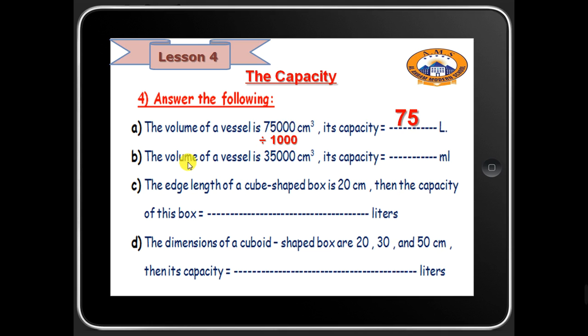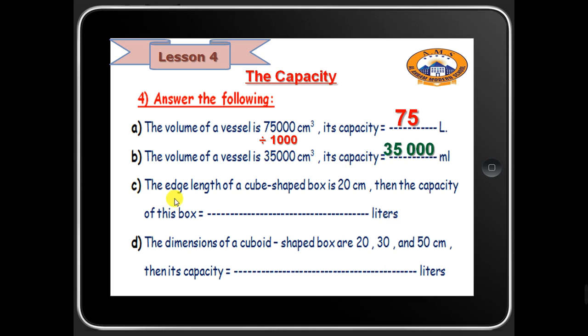And another one, the volume of the vessel here, 35,000 cubic centimeter, and he wants you to calculate the capacity in the milliliter. As I told you, the cubic centimeter, it's the same as the milliliter. They are here the same unit. So the number is going to be as it is. Don't change it because they are the same unit.